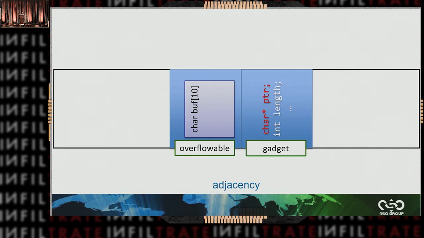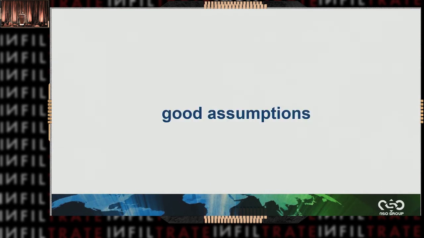Just to remind you, what we need to do is to cause the overflowable object to be allocated immediately before the gadget object using the allocation and free primitives to shape the heap. Now, these assumptions that we've made are good assumptions. Why? Without a gadget object in the same size class as the overflowable object, it is almost impossible to exploit a buffer overflow on jmalloc. Without any arbitrary size allocation primitive, it is very difficult to exploit on dmalloc.